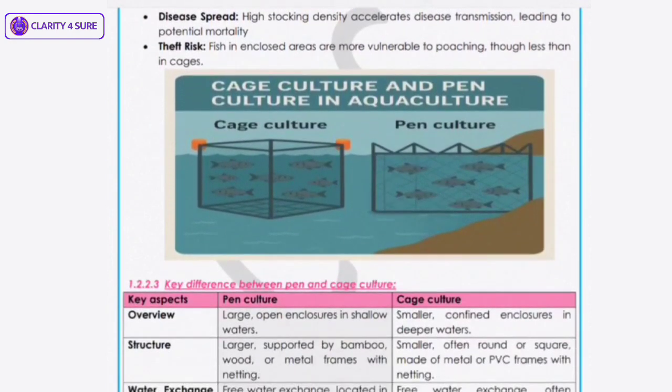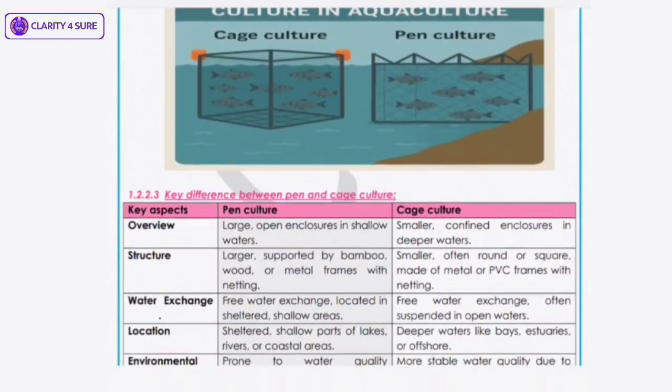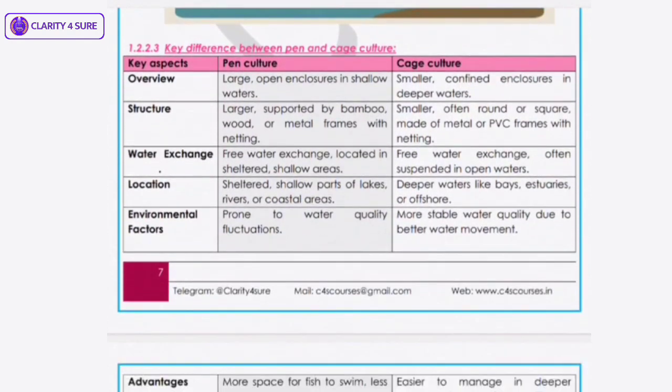Now let's look at these diagrams, right? You can see how cage culture and pen culture are different from each other, right? So now we will discuss the key differences between the two. In case of pen culture, what happens? There are large open enclosures in shallow water. In cage culture, it is smaller and it is confined in deeper waters. In case of structure, pen culture is larger, supported by bamboo, wood or metal frames with netting. In case of cage culture, it is smaller, often round or square, made of metal or PVC frames with netting.